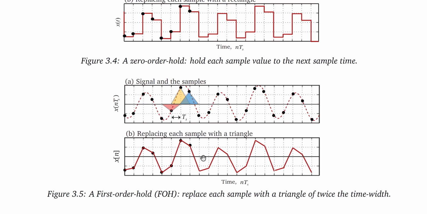Now here's another way of doing it. We are going to replace each sample instead by a little triangle that is twice the width, unlike the first one. This one is twice the width here, like this, and when we add all these things together, what we get is something like this, which is sort of a linear interpolation. This was a zero order hold. This is a linear interpolation between these.